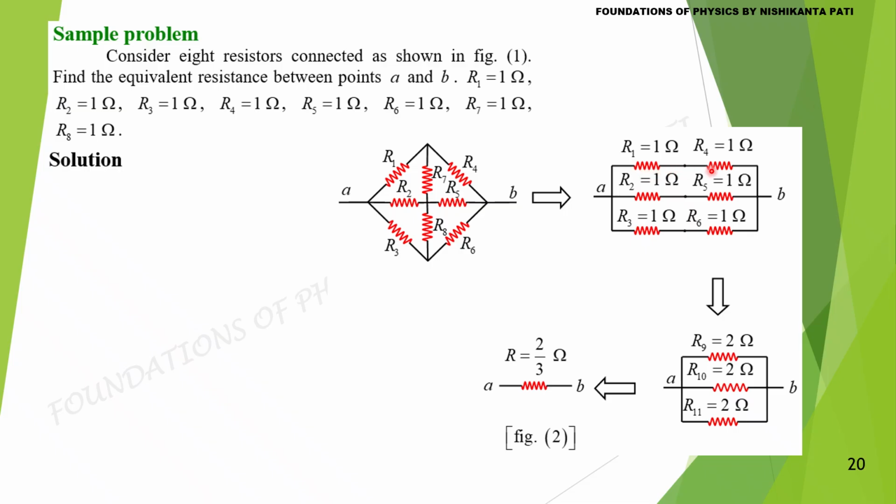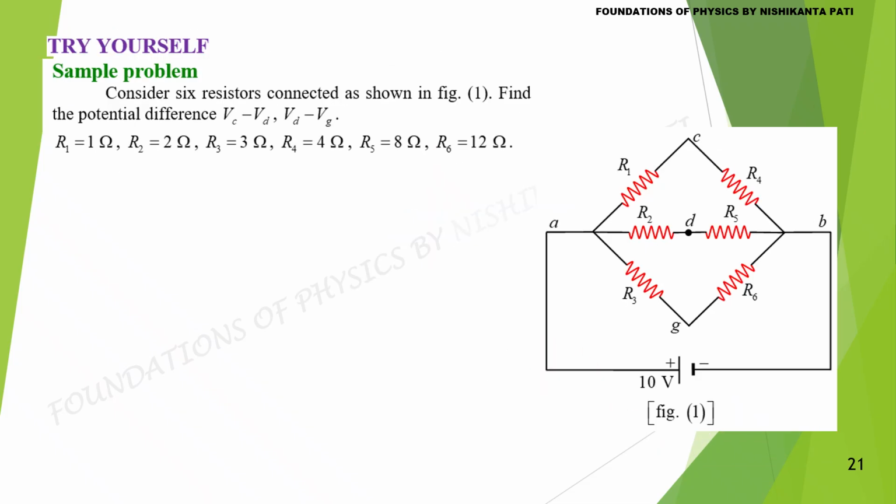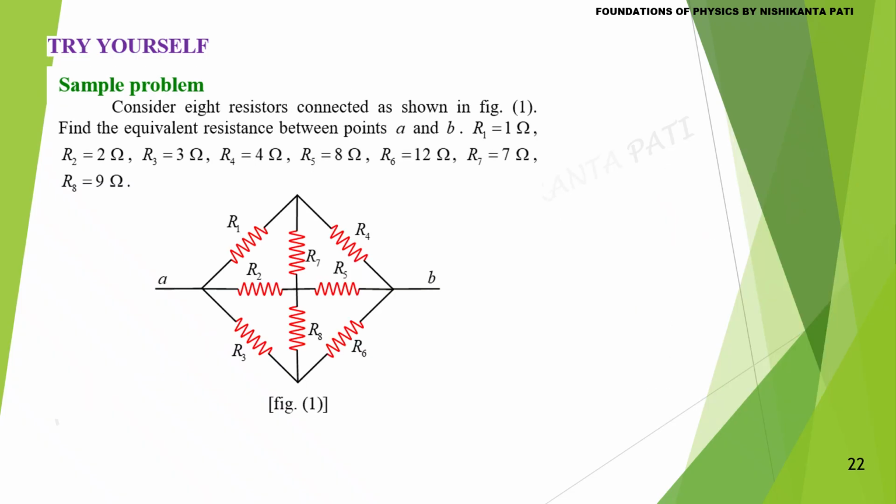These two are in series, it is coming 2 ohm. These two are in series, 2 ohm. These two are in series, 2 ohm. These three are in parallel between A and B. So the effective resistance is 2 by 3 ohm. This problem you will solve by yourself. This also you will solve by yourself.